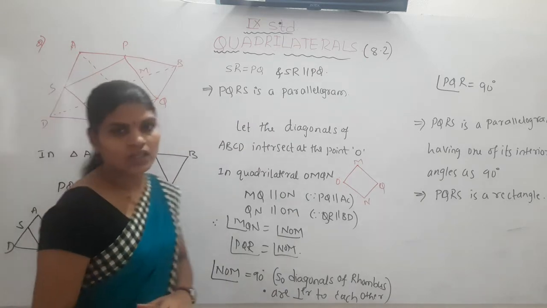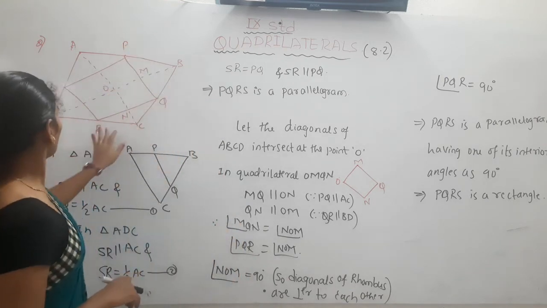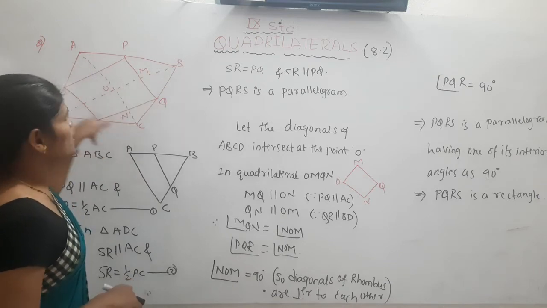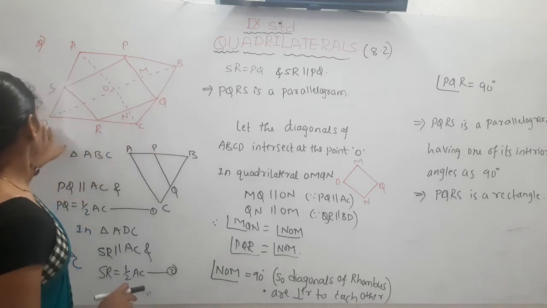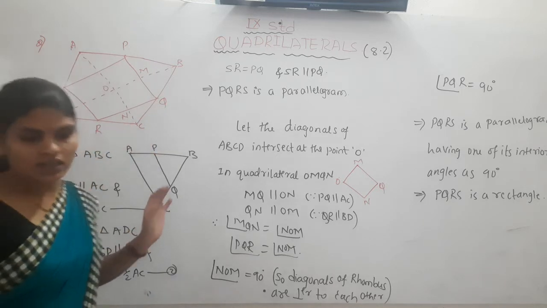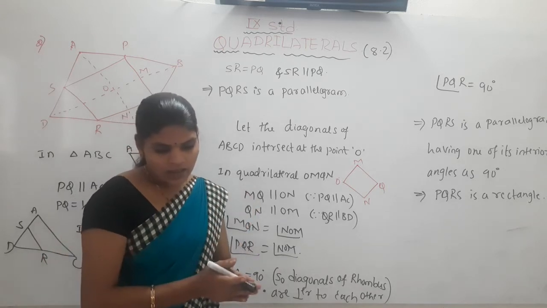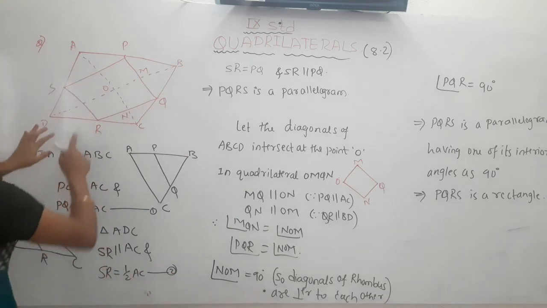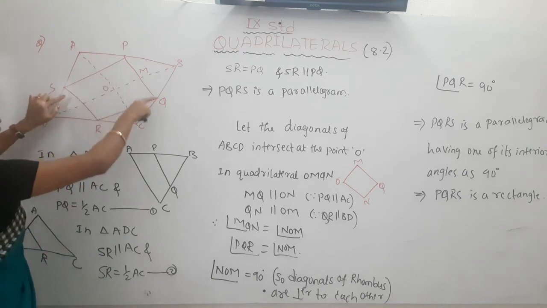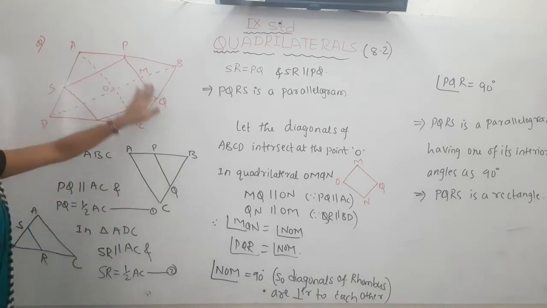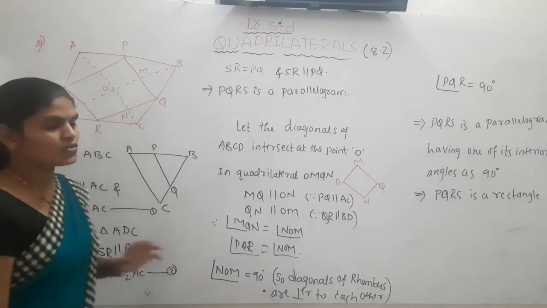ABCD is a rhombus and P, Q, R, S are the midpoints of the sides AB, BC, CD and DA. Show that the quadrilateral PQRS, formed by joining the midpoints of the sides of the rhombus, is a rectangle. That is what we have to show.